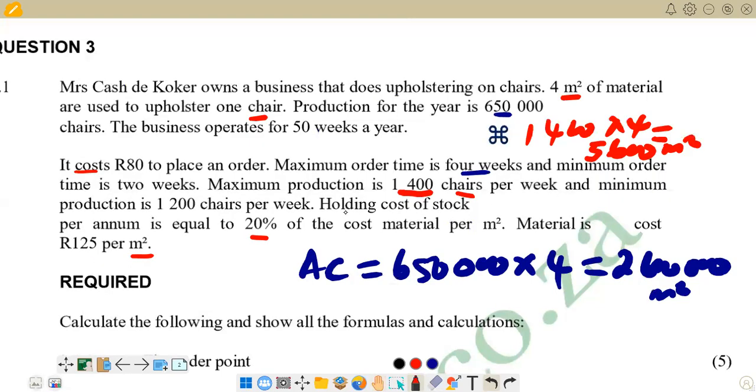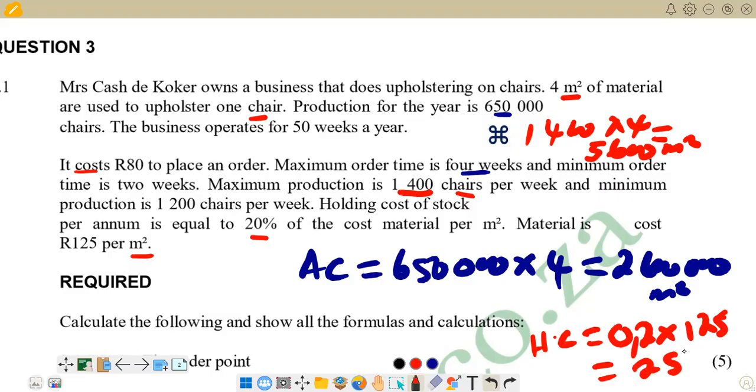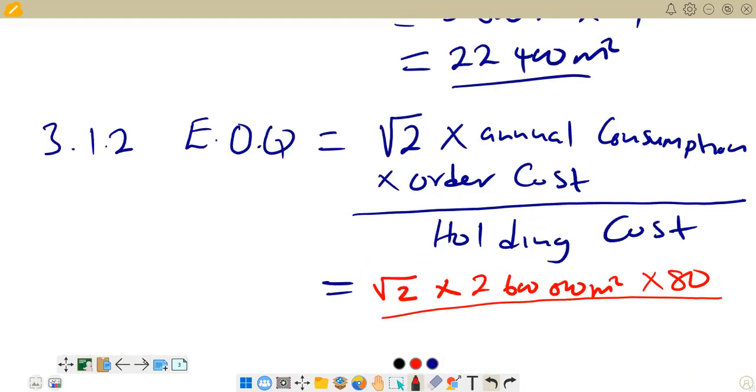So to calculate the holding cost, we are saying it is equal to 0.2. 20% as a decimal becomes 0.2. Then you multiply by 125. The answer that you get is going to be the holding cost. If you multiply them, you're going to get 25. So this is our holding cost. We substitute that one, so we have 25 as our denominator here. So we can calculate there now.